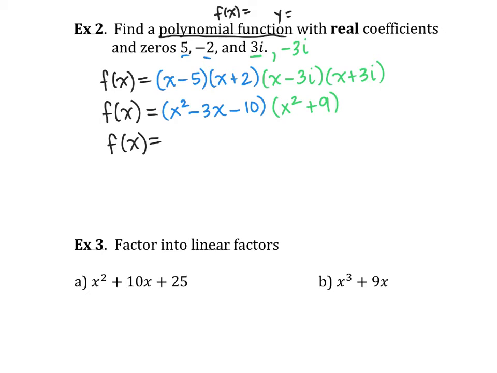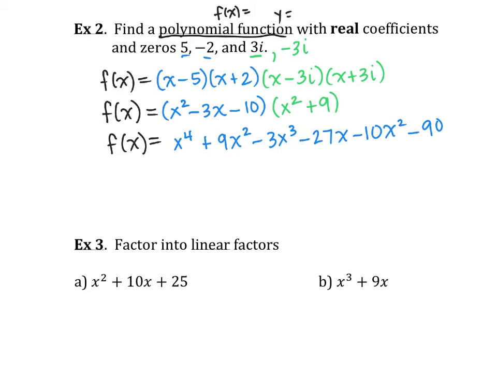Whichever method you normally use is fine. I'm just going to go for it. x to the 4th plus 9x squared minus 3x cubed minus 27x minus 10x squared minus 90. I should have 6 terms: 1, 2, 3, 4, 5, 6. Okay, I think I have that right.